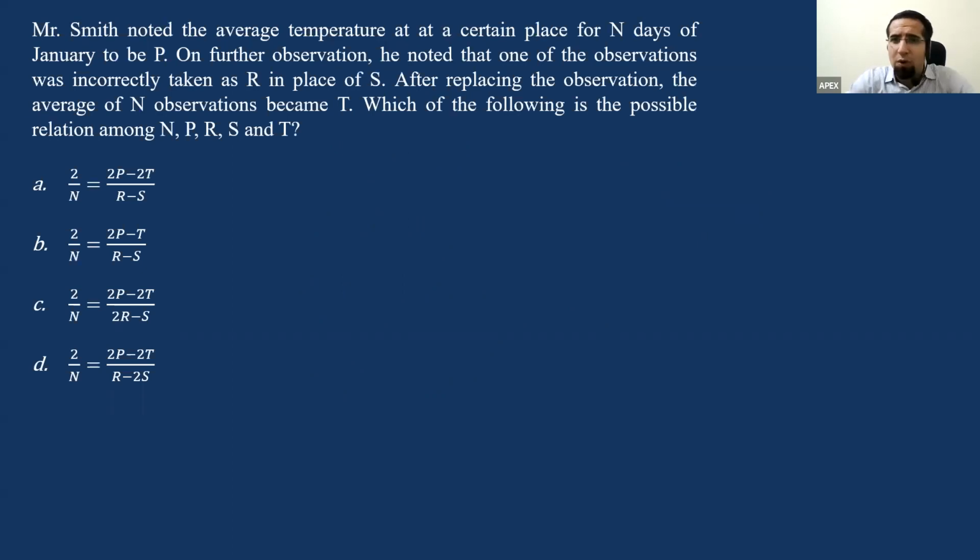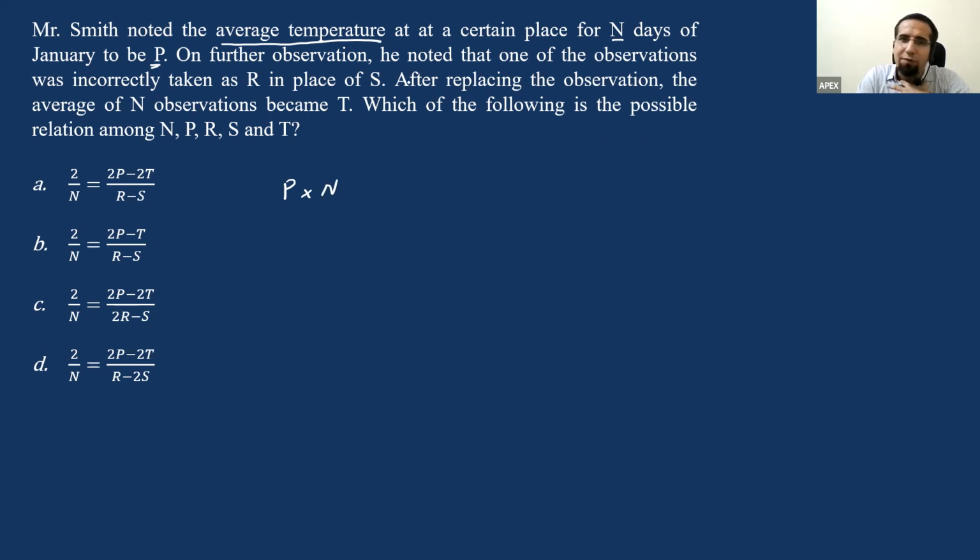Now, the next question, how would I select this question? Mr. Smith noted the average temperature. That means this question is coming up from the averages chapter. I will do it. I will stop here. I will do it, and I'll ensure that I'm giving max 2 minutes and getting out of it, right? For n days. Now, in averages, we know that sum total is average into number of terms. So average is P, and I am recording it for n days.